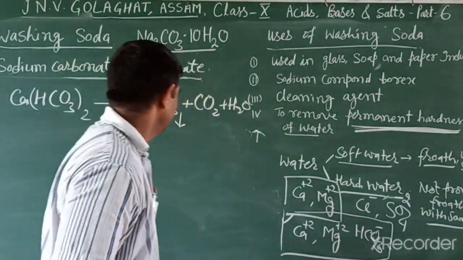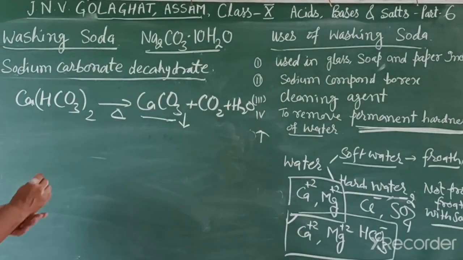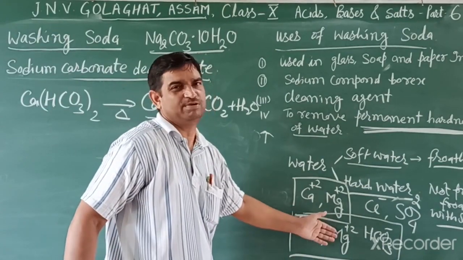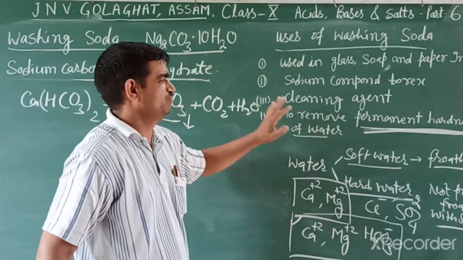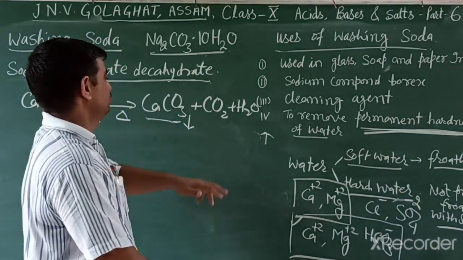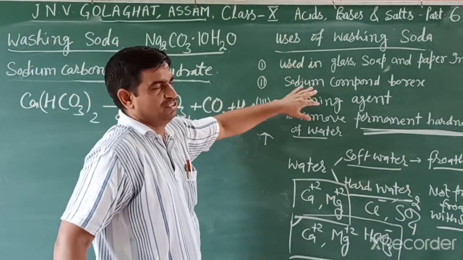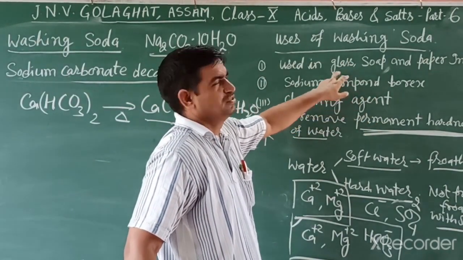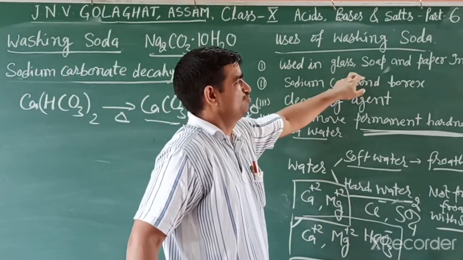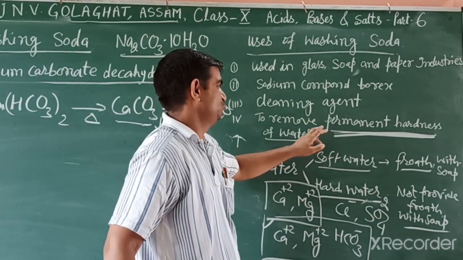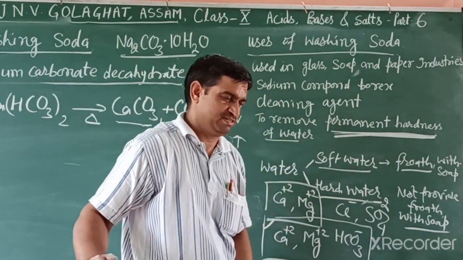How can washing soda remove it? When we mix washing soda, it easily removes the calcium and magnesium ions. So this is the removal of the permanent hardness of the water. So this is the main use. Washing soda is used as a cleansing agent in laundries, in borax for making glass, in soap and detergents, in the paper industry, and its main use is to remove permanent hardness of water.